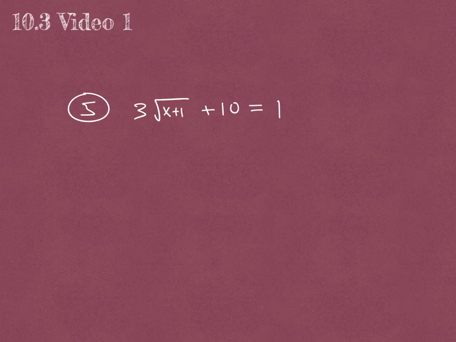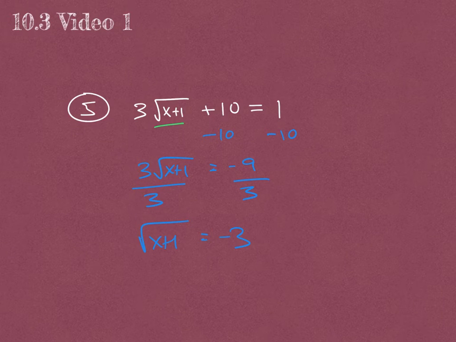Number 5. 3 root x plus 1 plus 10 equals 1. Okay, so let's get the square root alone. So I'm going to subtract 10 first. Always add or subtract first if that's on the outside. So we get 3 root x plus 1 equals negative 9. Okay, and now I'm going to divide by 3. I get root x plus 1 equals negative 3.